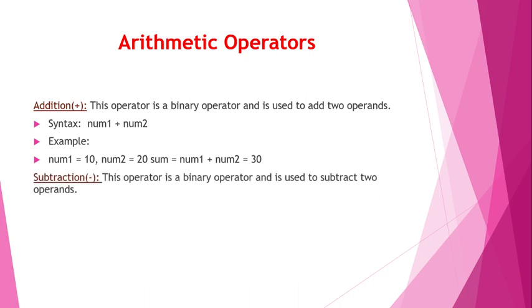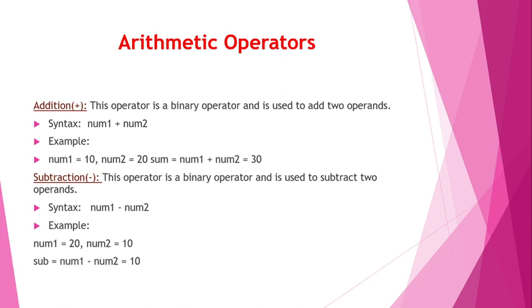Next is subtraction. This operator is a binary operator and is used to subtract two operands. And its syntax is num1 minus num2. It means that num1 should always be greater than num2. For example, if num1 is equal to 20 and num2 is equal to 10, then subtract is equal to num1 minus num2, which is equal to 10.